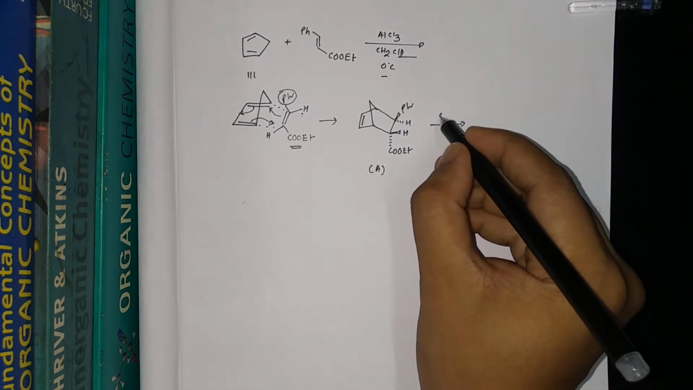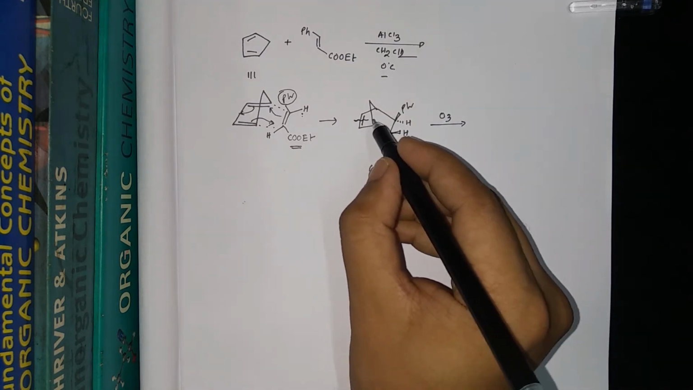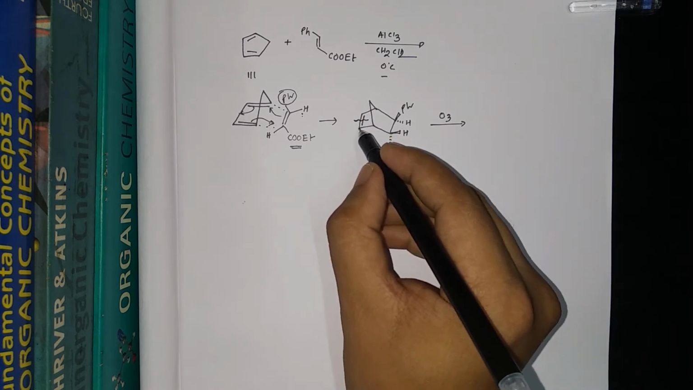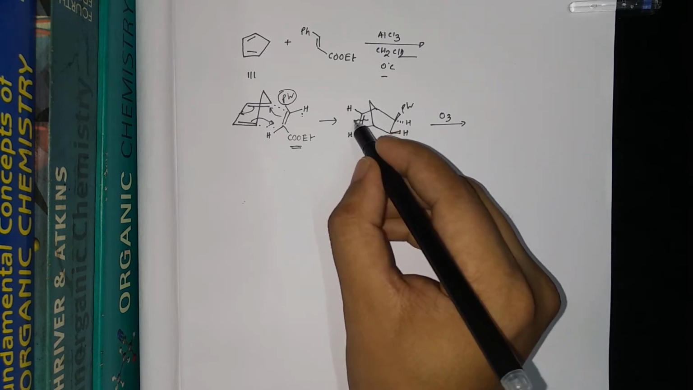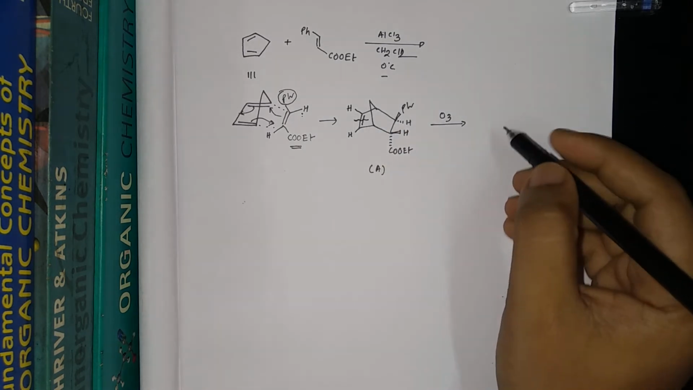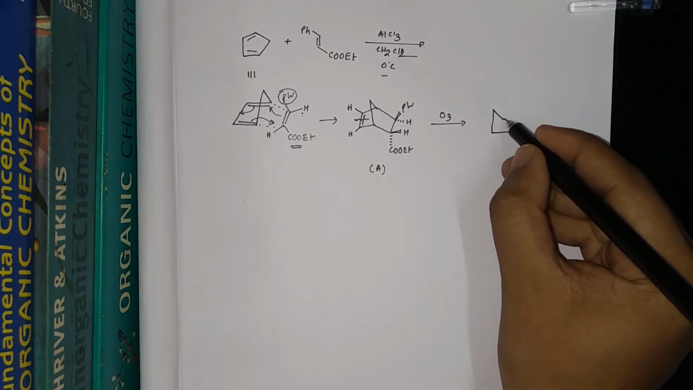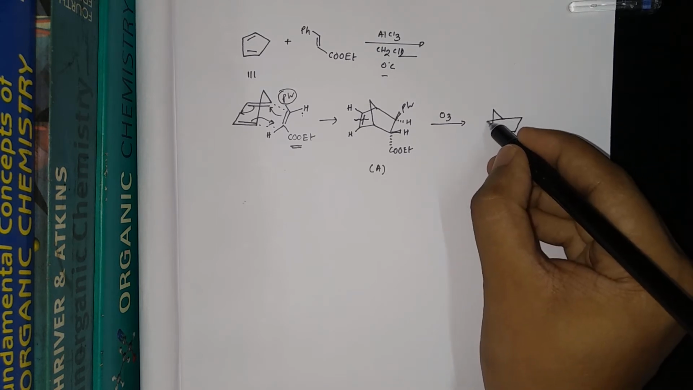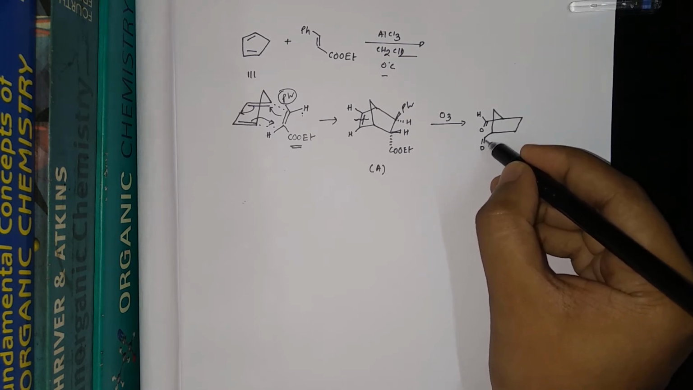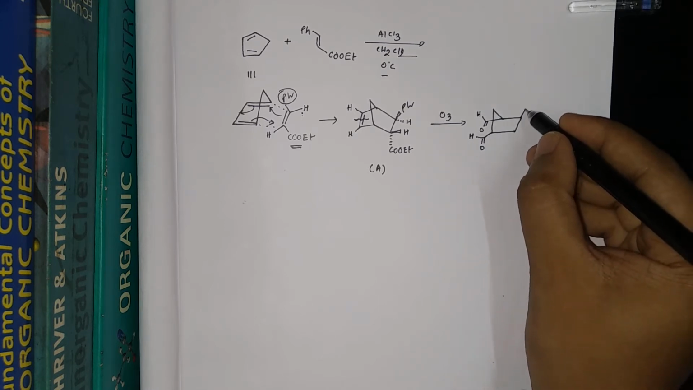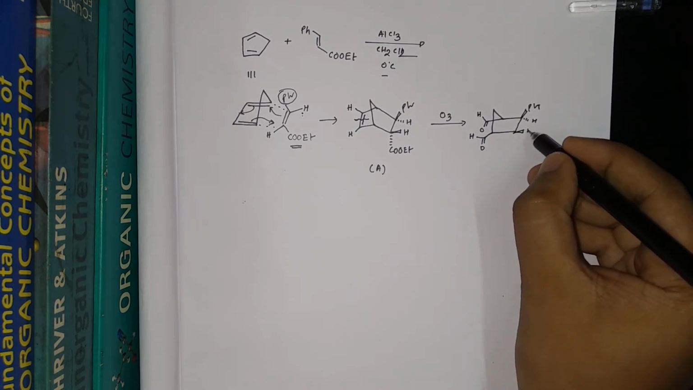Now O3 is given. O3 means ozonolysis will happen. We know that ozonolysis breaks the double bond and forms C double bond O on both sides. Hydrogen is there on both sides, so each side will be an aldehyde. So it will form this one: a double bond O, H aldehyde on this side, and also on this side, with Ph and H here, and H here.